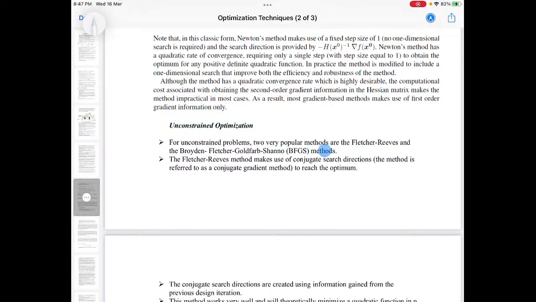The two popular methods of unconstrained optimization are Fletcher-Reeves and the Broyden-Fletcher-Goldfarb-Shanno, that is, BFGS methods. The Fletcher-Reeves method makes use of conjugate search directions, and the method is referred to as the conjugate gradient method to reach the optimum.